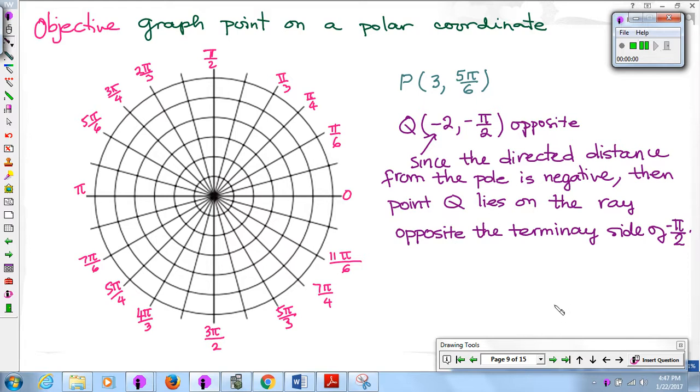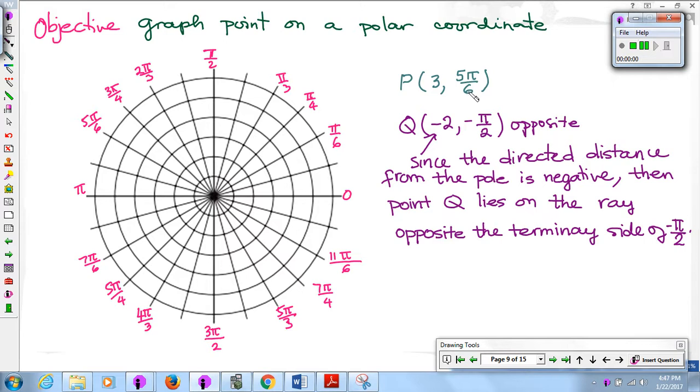Hello, my pre-calculus student. In this video, we are going to graph points on a polar coordinate system. Let's begin with the first point. It's point P. The directed distance from the pole is 3, and the directed angle from the polar axis is 5 pi over 6.